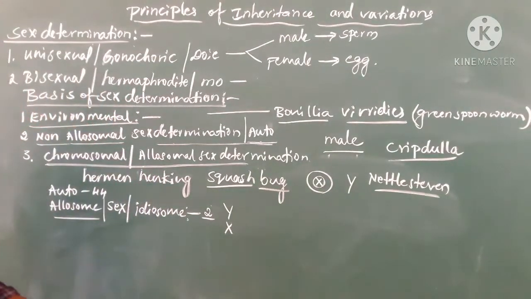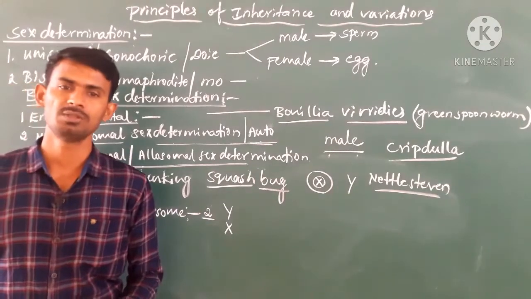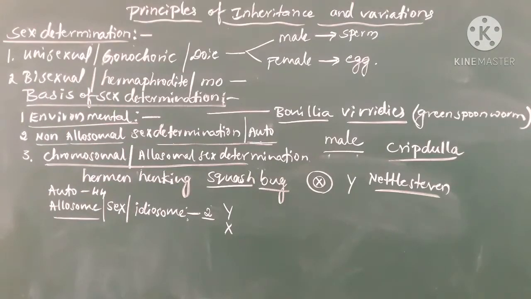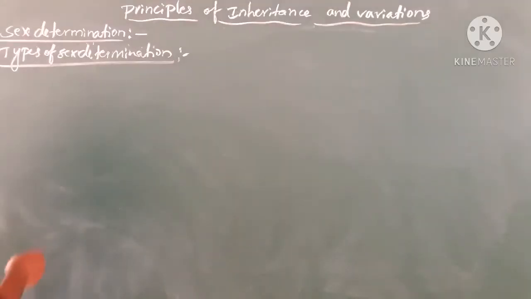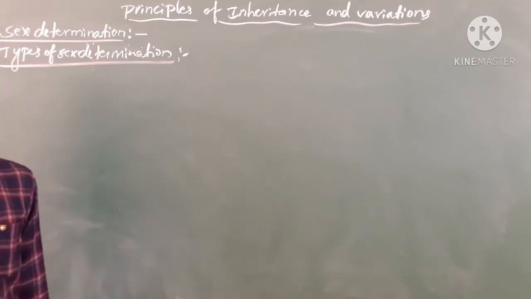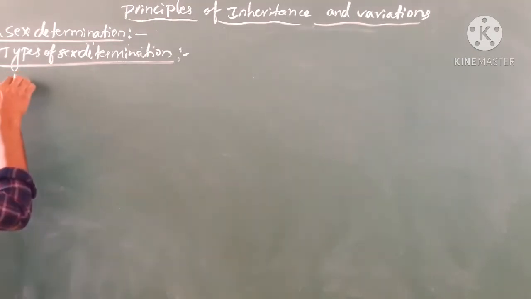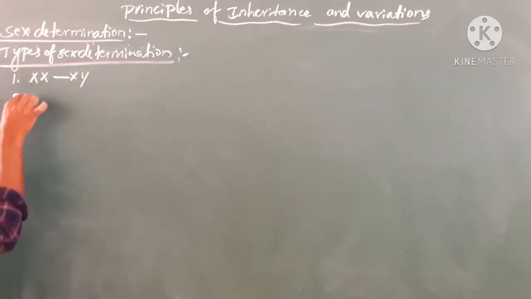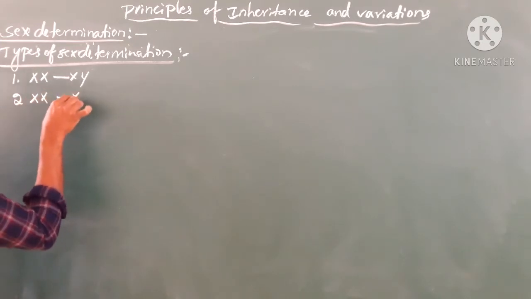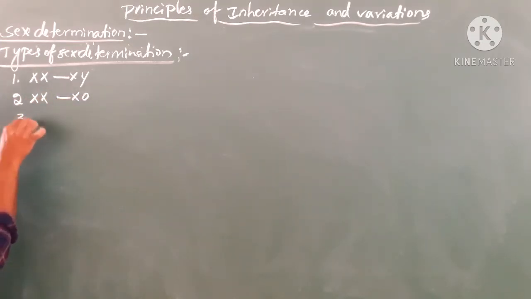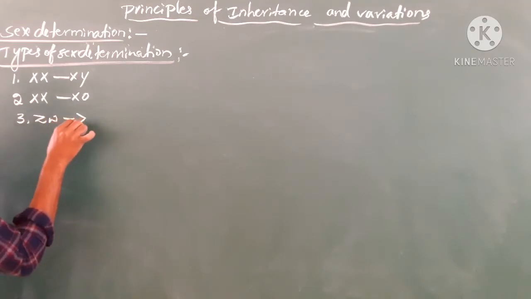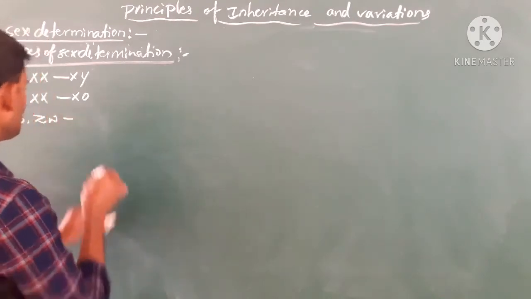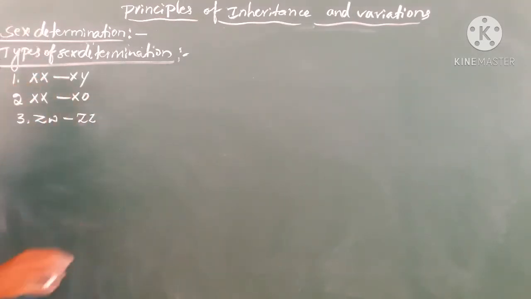Then come to the types of sex determination. Which are the types of sex determination? The sex determinations are differentiated into the following types: XX and XY type of sex determination, another one is the XX and X0 type of sex determination, and another one is the ZW and ZZ type of sex determination. These are the three types of sex determination.